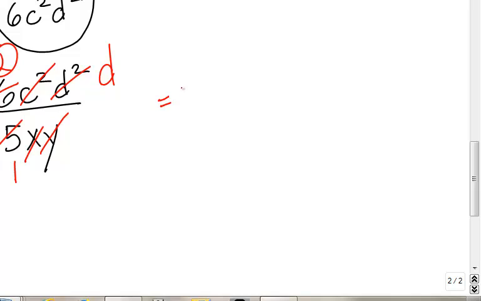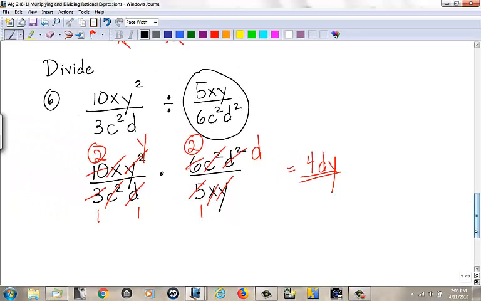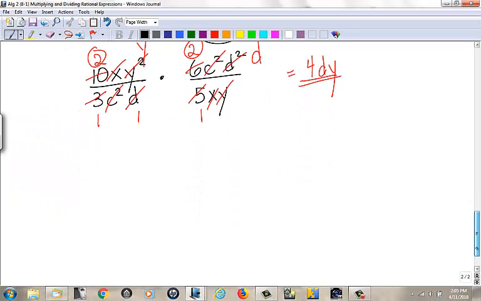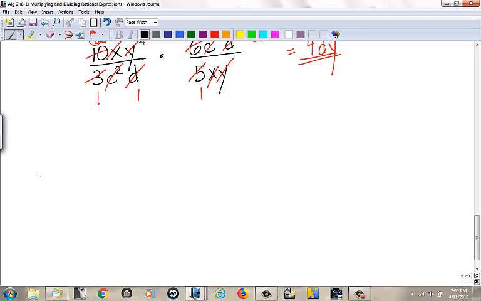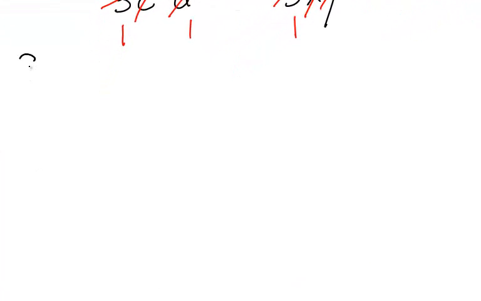Okay, I have left on top 4dy or 4yd. I don't care the order. The 4 needs to be in front. Okay, and on the bottom, just 1, right? So that's your answer. How many got it right? Yes. Alright. Okay, last example. So remember, you got to look for that division sign. Division, you invert and multiply. Okay, then last one, we're going back to just simplify.